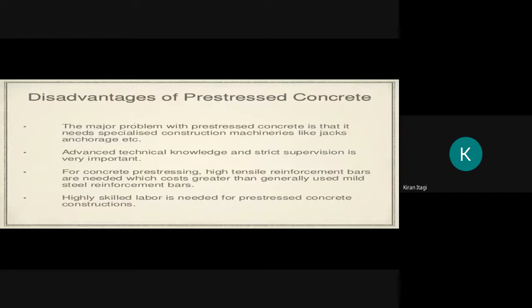The disadvantages: the major problem with prestressed concrete is that it needs special construction machinery like jacks and anchorages. Okay, next, advanced technology and strict supervision is very important. For concrete prestressing, high tensile reinforcement bars are required. Okay, so high strength concrete is required as well as high tensile strength bars. Highly skilled laborers are required here.